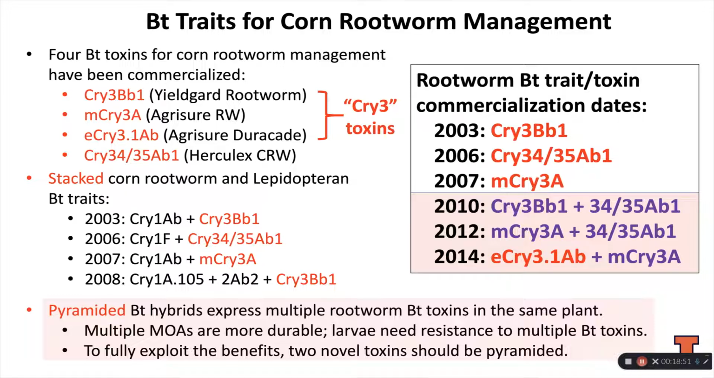However, to fully exploit the benefits of pyramided hybrids, you really would like to have 2 toxins that are novel in the environment. And in the case of the BTs for corn rootworm beetles, they had all been deployed in the field, with the exception of the Agrisure Duracade trait, long before they were used in pyramids.